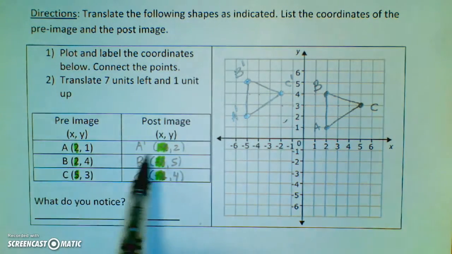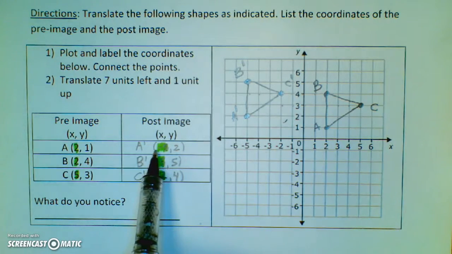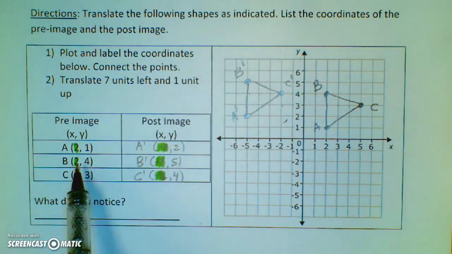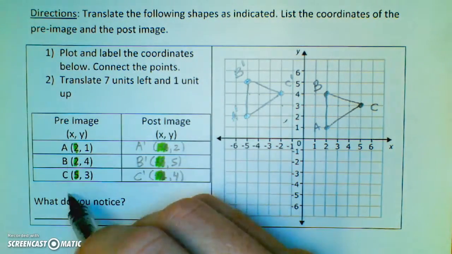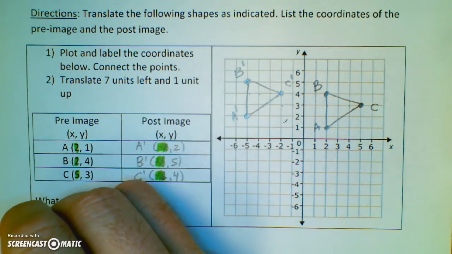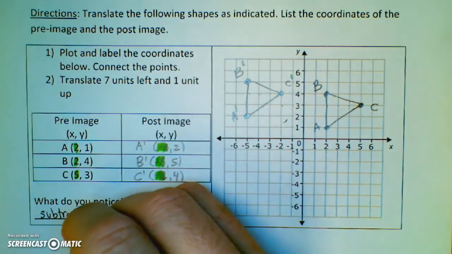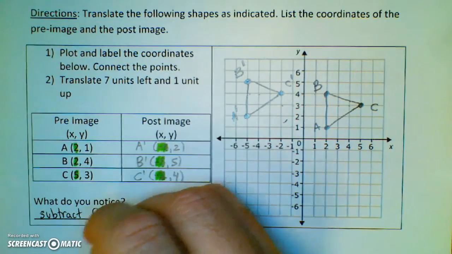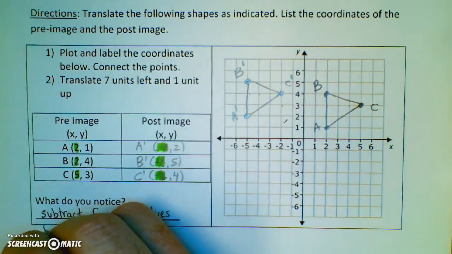Well, starting at 2 and going to -5 is 7 units subtracted from 2, right? 2 minus 7 is -5. Same thing here. 2 minus 7 is -5, and 5 minus 7 is -2. So if I take my x values and subtract 7, that moves to the left. So subtracting from x values moves left.